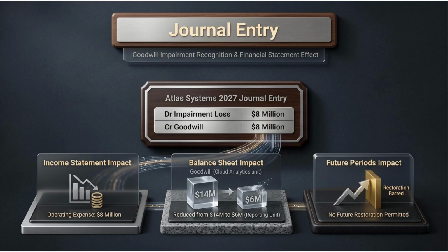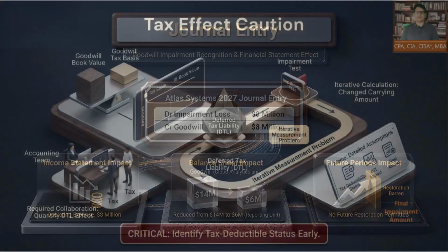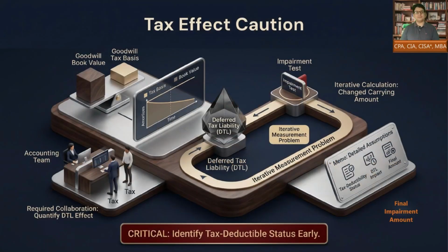The income statement shows an $8 million impairment loss in the period, generally as an operating expense. The balance sheet goodwill balance is permanently reduced. Future recovery is not recognized even if the reporting unit fair value improves later. Tax deductible goodwill can make the impairment measurement more complex.